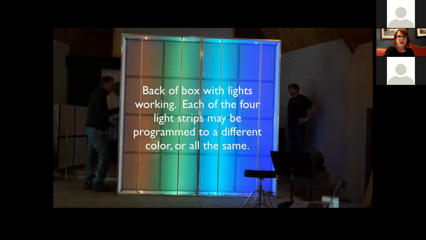So this is the connected two halves of the light box with the lights installed. Each of the 4 strips of lights can be programmed to make a different color, or they can be programmed to all be the same. It just depends on what you would like to have them look like.